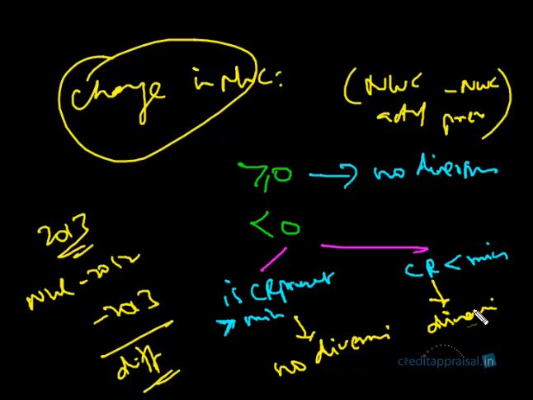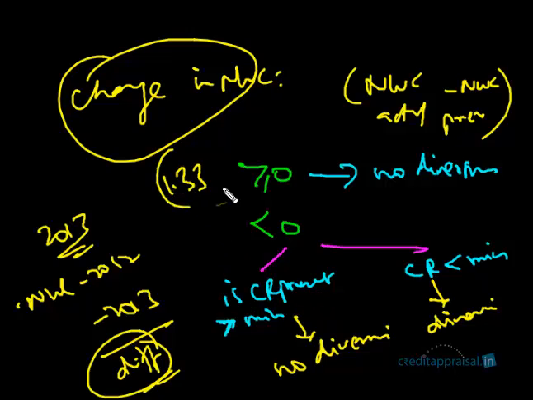So when you're dealing with diversion of funds, this is what you have to do. Whenever you get a balance sheet, calculate the change in NWC between the previous year and the current year. You'll get some value. Then you calculate the current ratio for the present year, and you see whether the current ratio is above the minimum prescribed norm as per your policy guidelines.